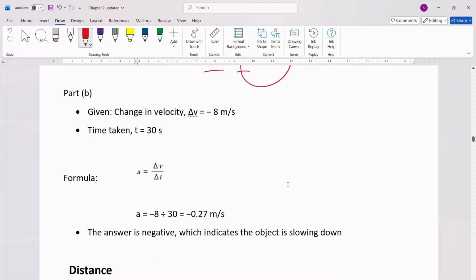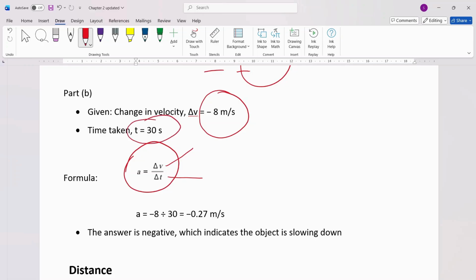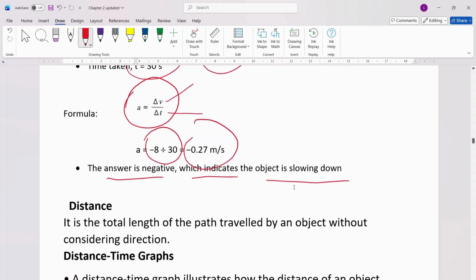If we need to calculate part 2, which is acceleration, it is equal to change in velocity over change in time. Change in velocity we have already calculated. Change in time is given as 30 seconds. So you simply divide minus 8 by 30, and our acceleration is minus 0.27 meter per second square. The answer is negative, which indicates that the object is slowing down.